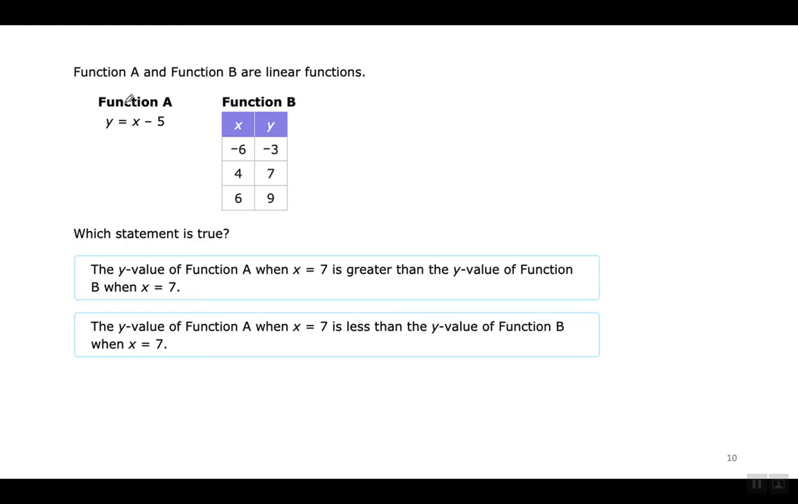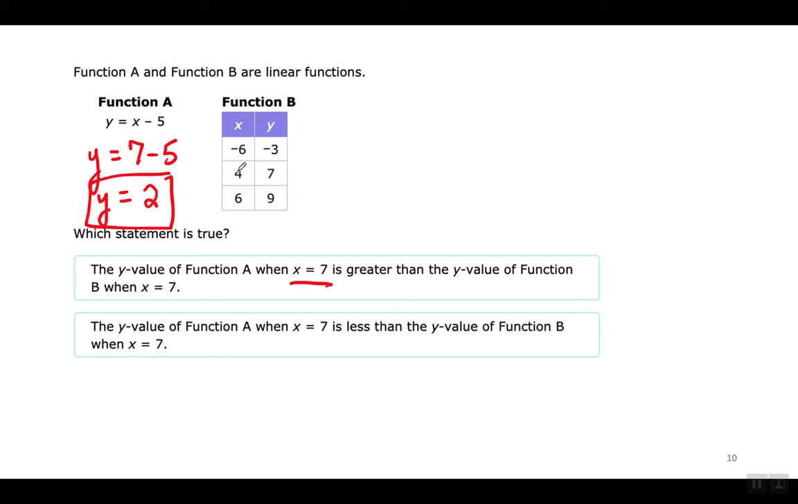So let's do function A first. Okay? So I gotta substitute 7 for x. Para función a tengo que sustituir 7 para x. When I do that, it's going to say y equals 7 minus 5. Right? 7 minus 5. So y is going to equal 2. Alright, when x equals 7, y equals 2 in function A. Cuando x es igual a 7, y es igual a 2 en la función a.